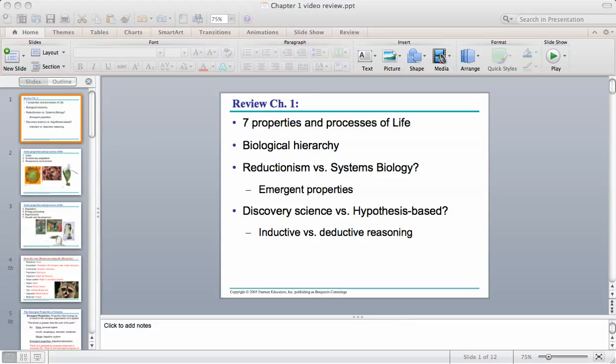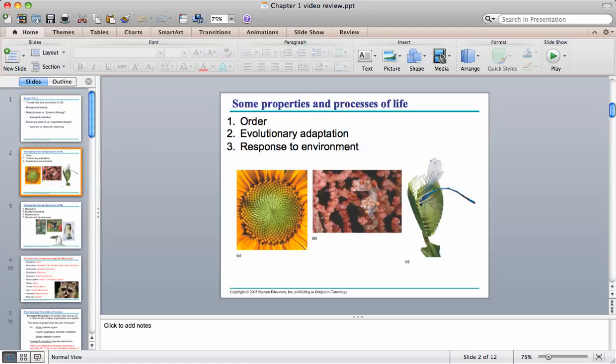Inquiry, which is either using something called discovery science or hypothesis-based science, and also the idea of the different types of reasoning involved with each. So we'll go on to looking at the properties and processes. So again, have an idea or an example of each of these.